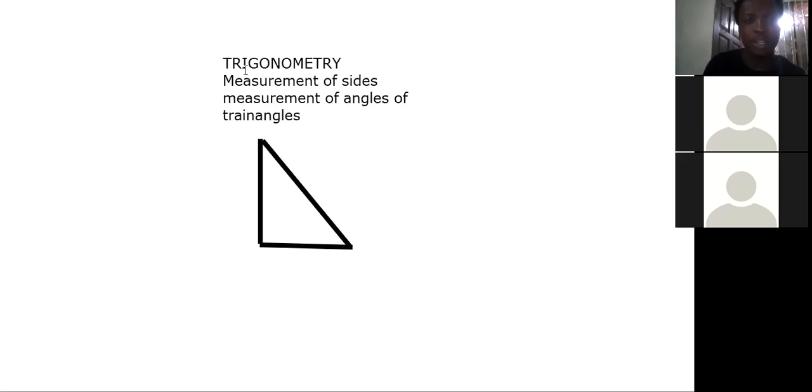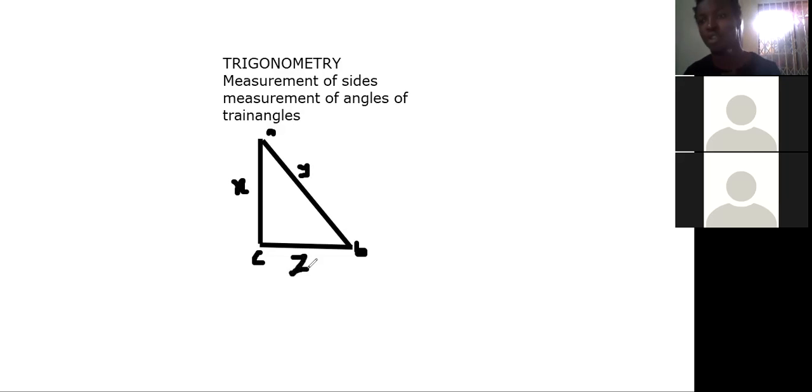Now, when we have a triangle, let's name here A, here B, and here C. Now we can also name the sides. We can name here X, here Y, and here Z.